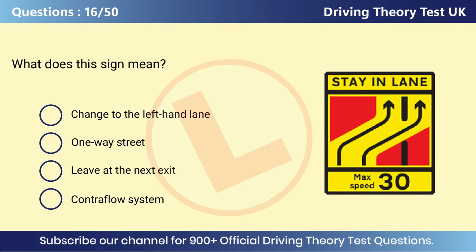Question 16. What does this sign mean? A. Change to the left-hand lane. B. One-way street. C. Leave at the next exit. D. Contraflow system. The answer is D. Contraflow system.